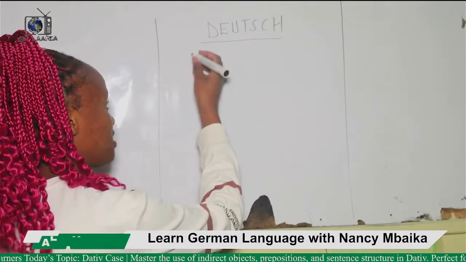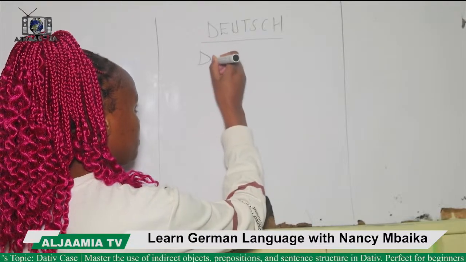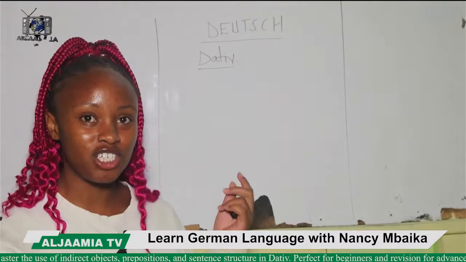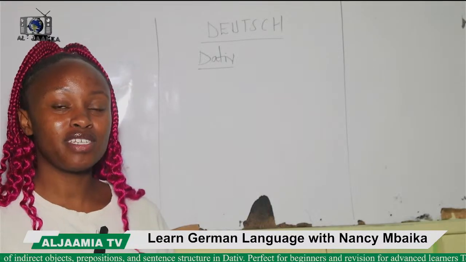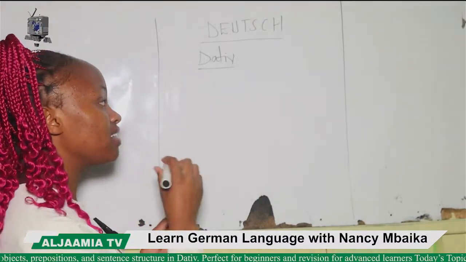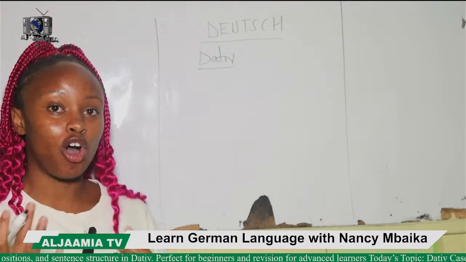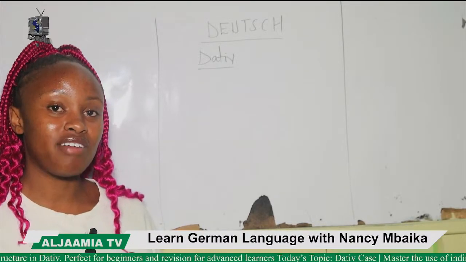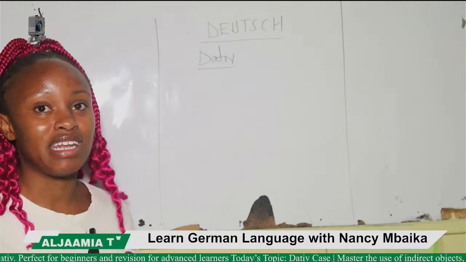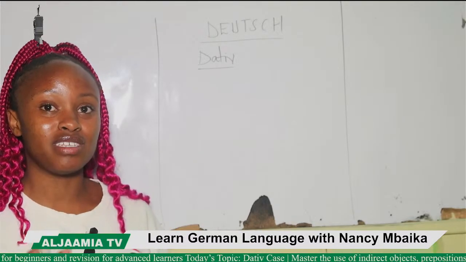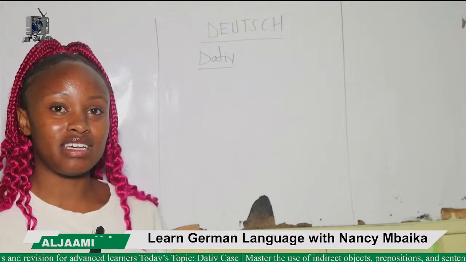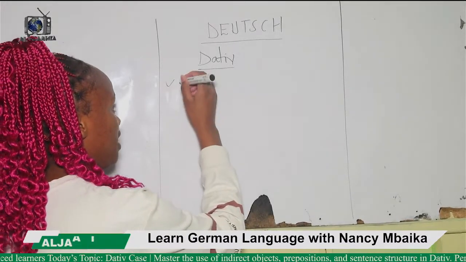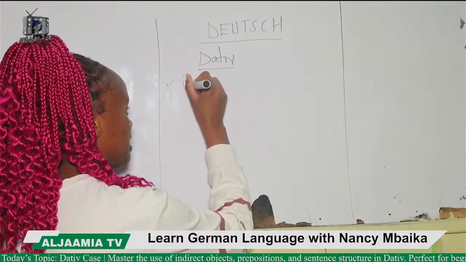Let me write it on the board. So dative. So when do we use dative? That should be the question that is running in our minds. We use the dative case, number one, when we are referring to indirect objects in a sentence. We also use the dative case, number two, when you have dative prepositions. I'm going to list them down here. And also number three, we use the dative case when we are using the dative verbs. So let us start with the first one. We use it when referring to indirect objects in a sentence.